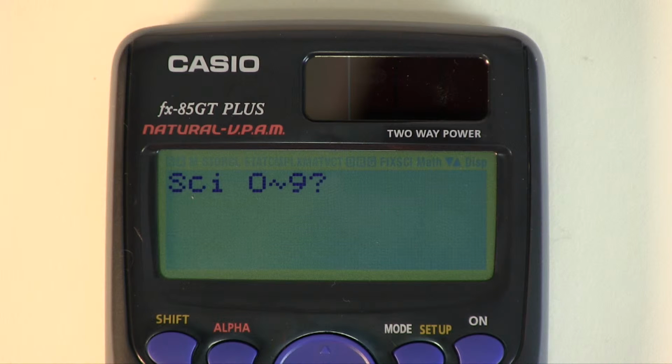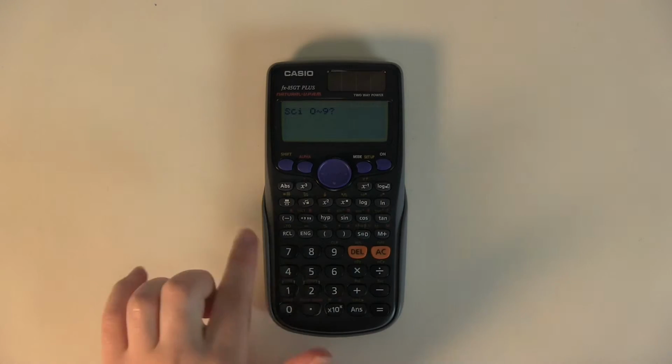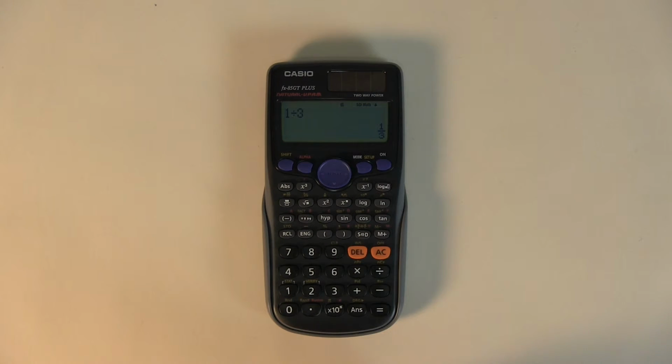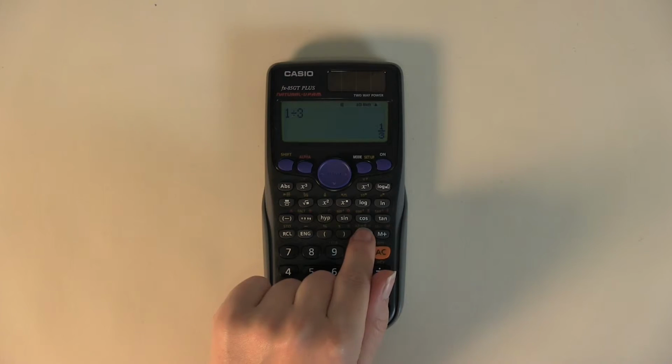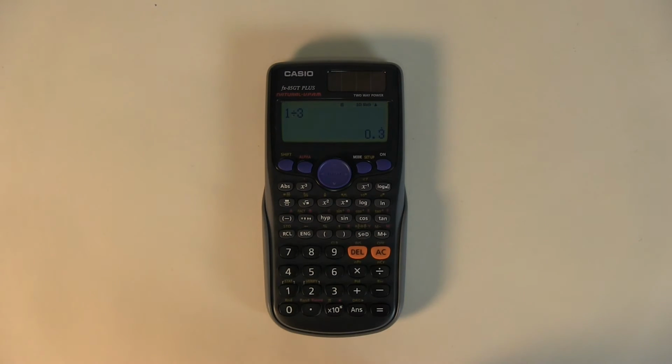Okay, again, scientific also gives us a 0 to 9. Let's go for a different one. Let's go for 9 in this case. Okay, now we have got 1/3 again. It's the same number that I already had there. But what's going to happen now if I press the SD button?